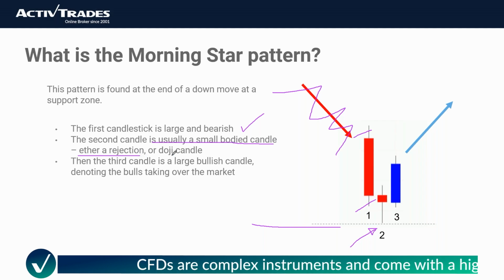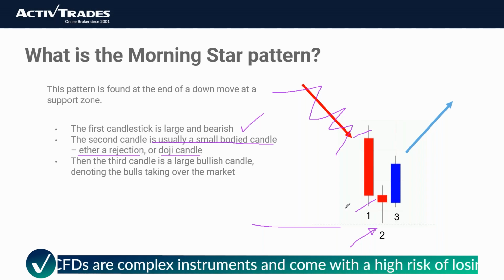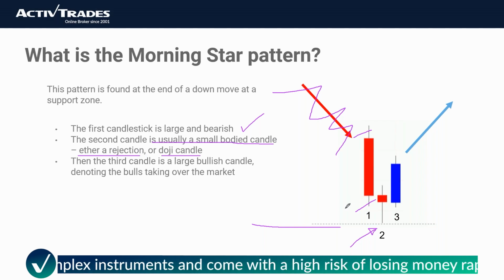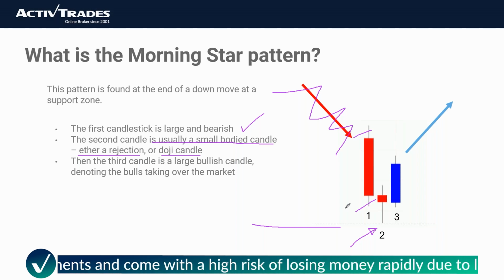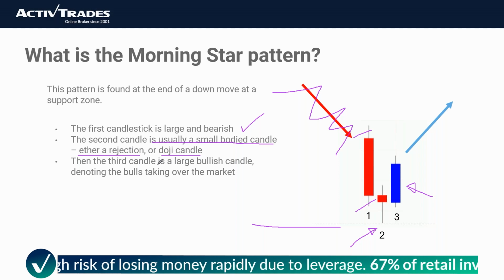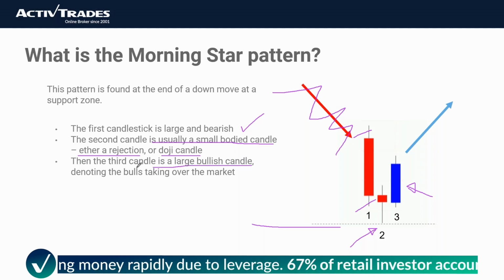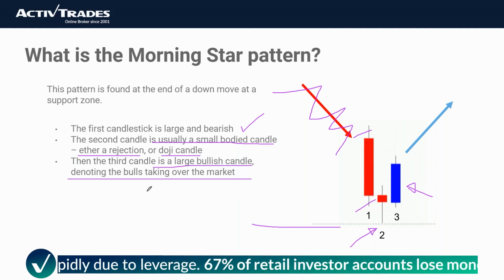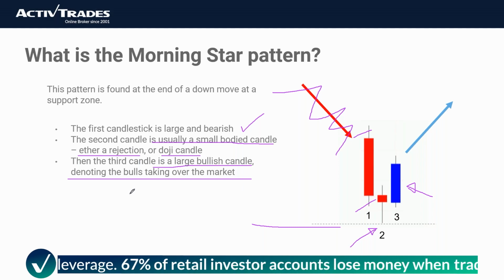Sometimes it'll be a rejection candle, or sometimes it might be a doji candle, a candle of indecision. And then the third candle is a large bullish candle, denoting that the bulls have taken over the market. And that's the underlying theme, okay?